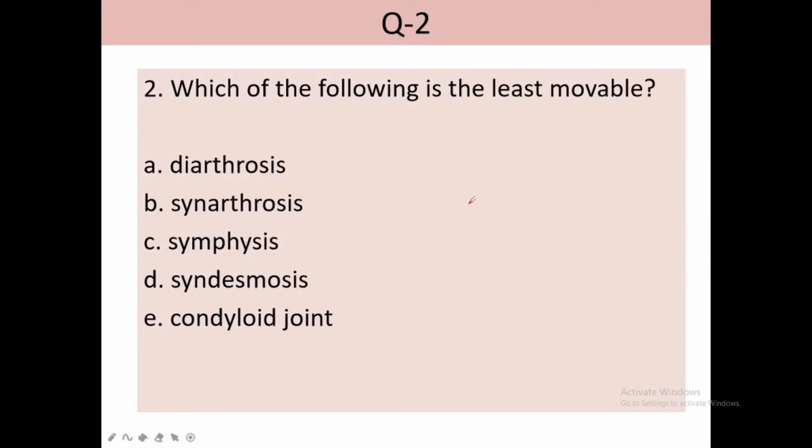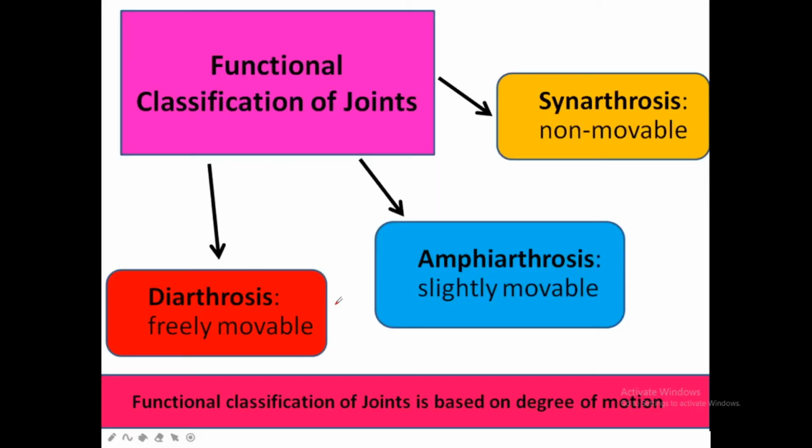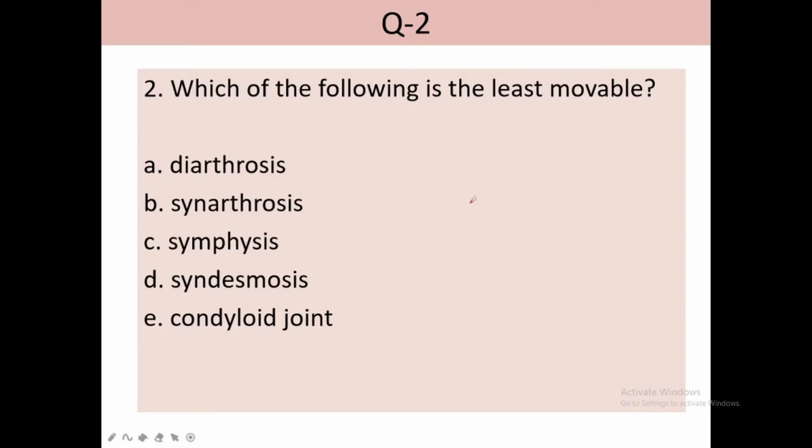Number 2, which of the following is the least movable joint? If we compare all of these and we are looking for the least movable joint, let's have a look at the classification of joints by movement. The diarthroses are freely movable, amphiarthroses are slightly movable, and synarthroses are non-movable. So compared to these three, I will say it is the synarthrosis. Can we find the synarthrosis in this portion? Yes, B is the synarthrosis. So make sure that we're learning according to the classification on both sides.